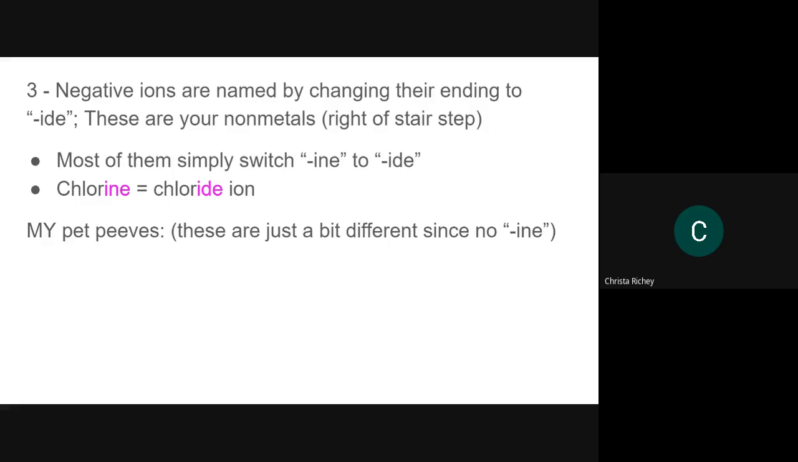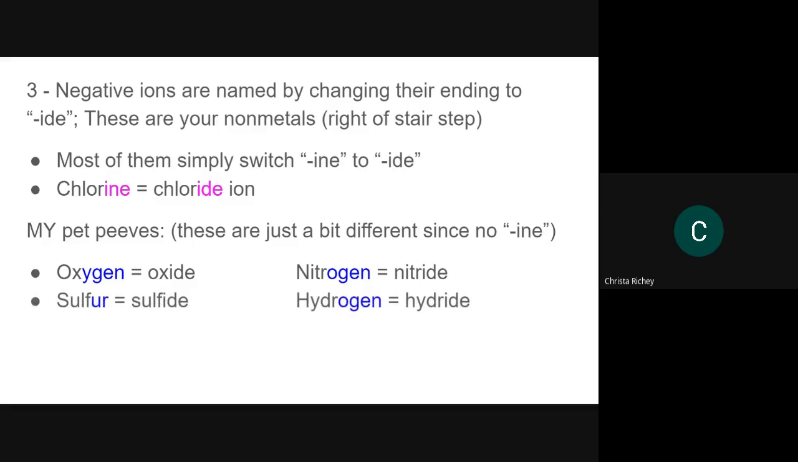It's not a bromine ion, it's a bromide ion. It's a sulfide ion. It's a nitride ion. So the ones that don't end in -ine: oxygen, nitrogen, sulfur, hydrogen, and phosphorus. The part that I highlighted in blue is the part that gets changed out. Now, I don't know why it irritates me so much. Do not write oxyde. It's oxide.